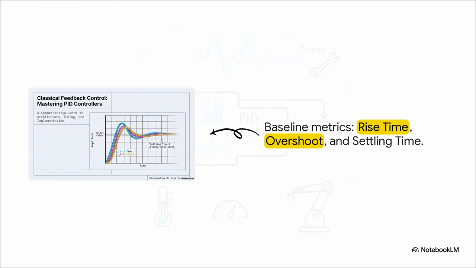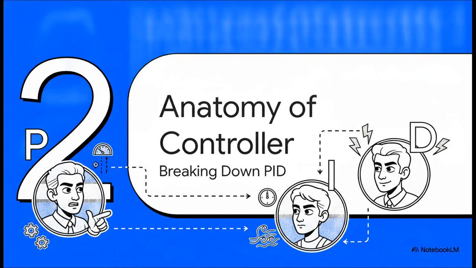First, we look at the rise time, which is basically how fast it gets up there. Next is the overshoot. Does it wildly blast past 10 feet before coming back down? And finally, we look at settling time and steady state error. Basically, does it eventually settle exactly on the target, or does it hover forever at like 9.8 feet, leaving this permanent gap? All right, moving to Section 2, Anatomy of a Controller.